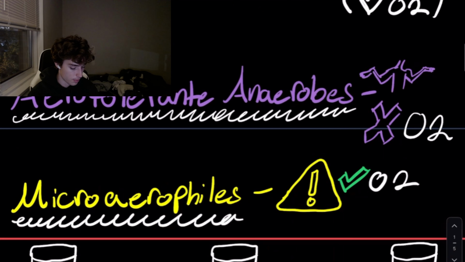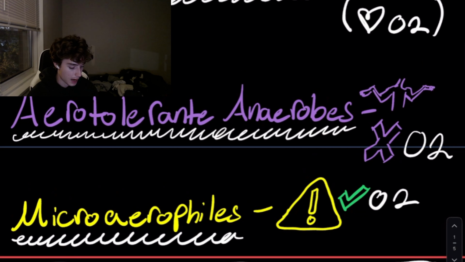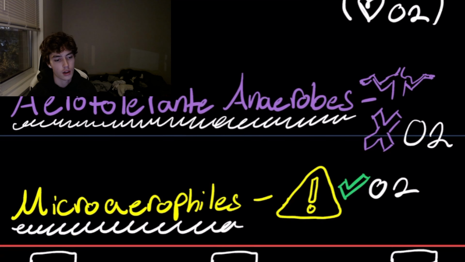The next category we have are aerotolerant anaerobes. Aerotolerant anaerobes are bacteria that don't use oxygen, but they are not harmed by oxygen. Obligate anaerobes don't use oxygen, but it's also toxic to them. Aerotolerant anaerobes are not harmed by oxygen, but they don't use oxygen. So they only rely on fermentation. Fermentation is the opposite of aerobic respiration.